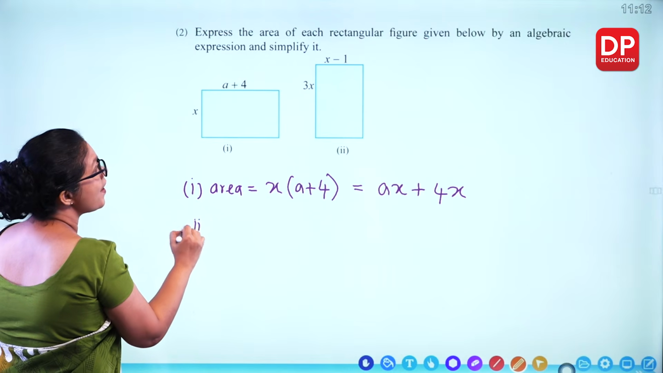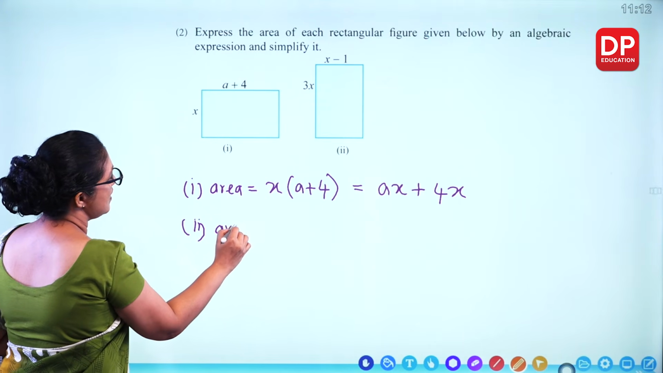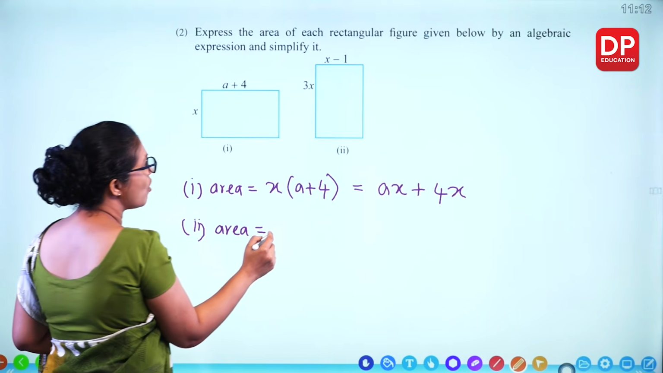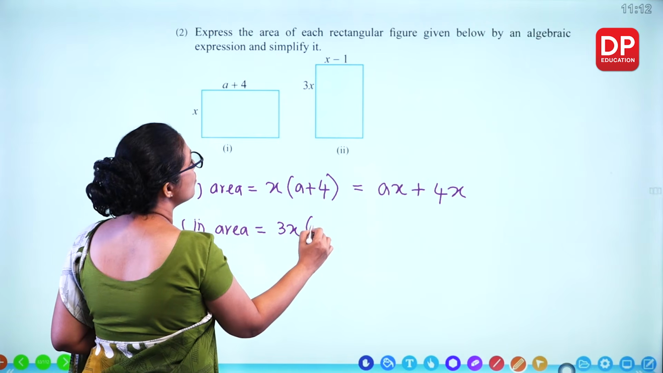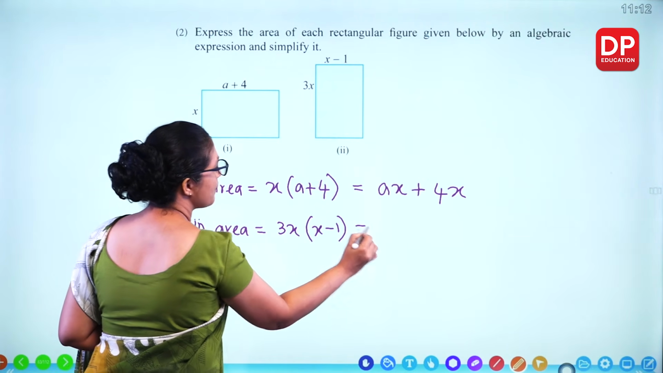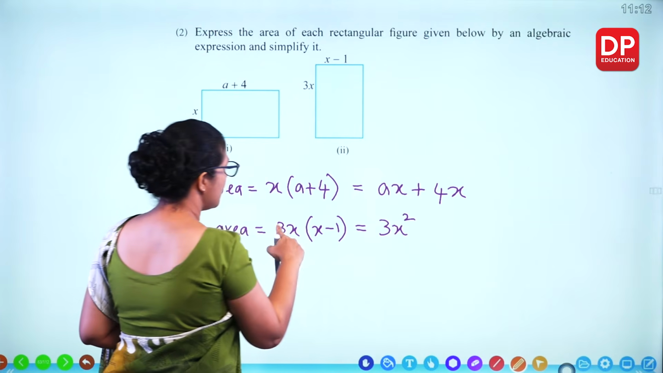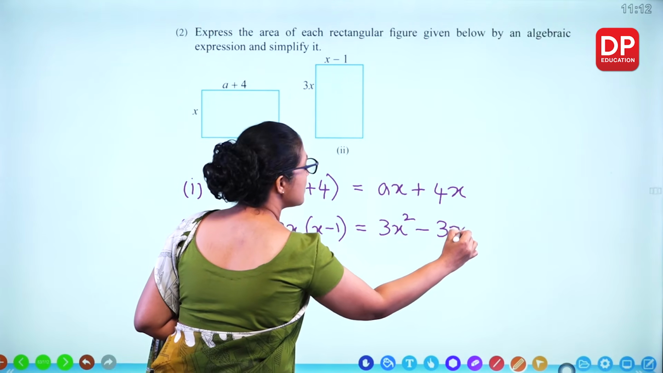Then the second area, you get 3x is the length. Longer one we call length, shorter one we call breadth. So 3x into x minus 1. Now multiply 3x into x, 3x squared. 3x into minus 1, that's minus 3x.